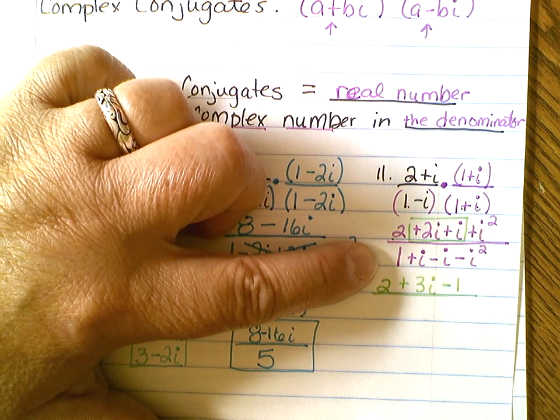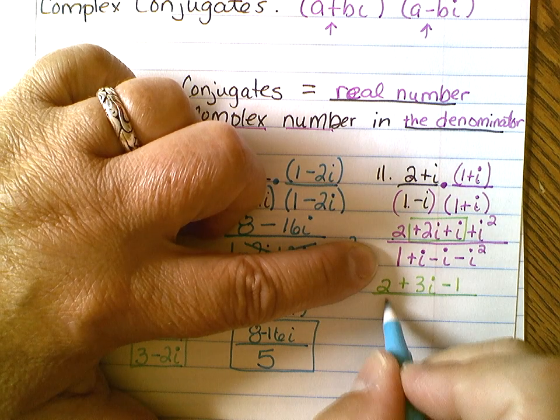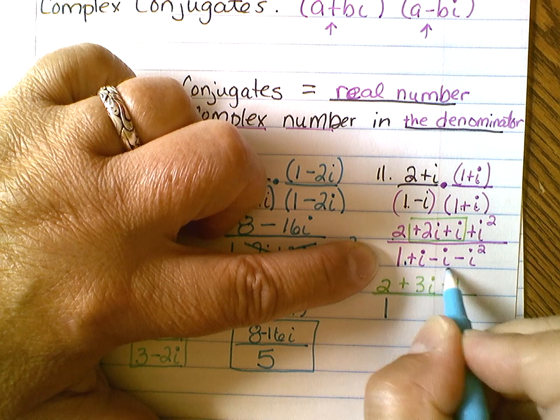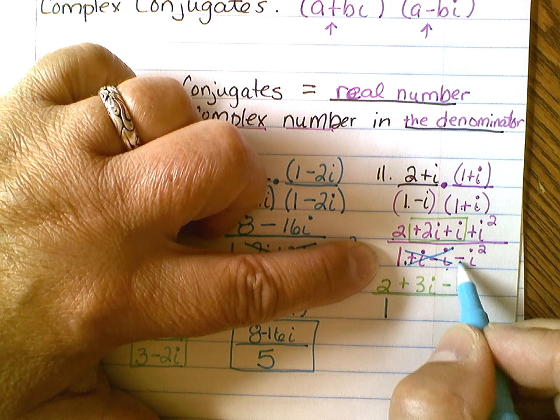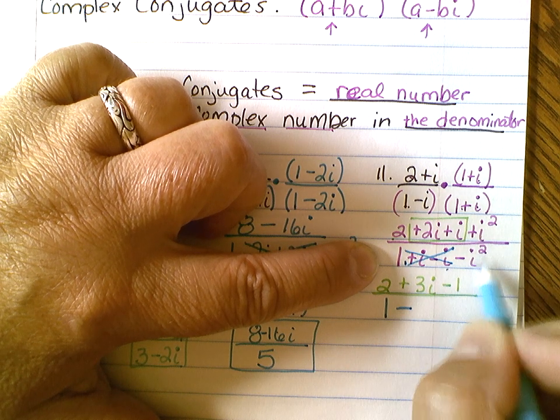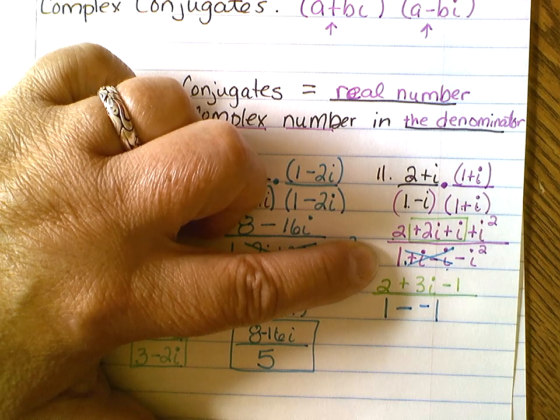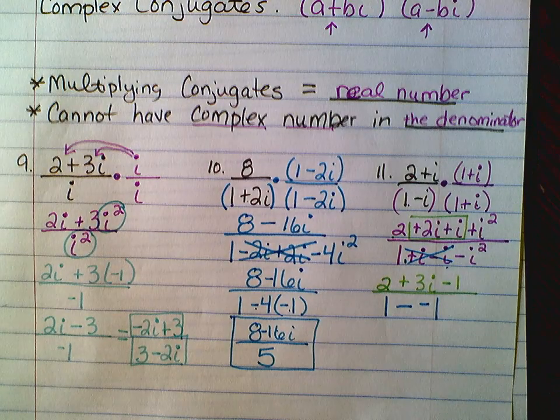And in the denominator, I have the 1. Positive i plus negative i is 0. And then I'm minusing i squared, which is another negative 1. So make sure you use both signs there.